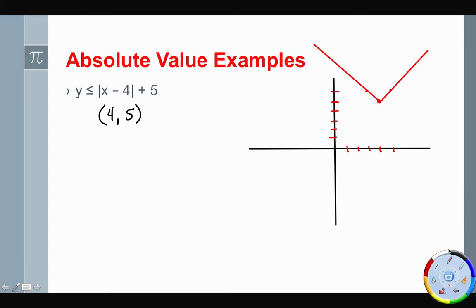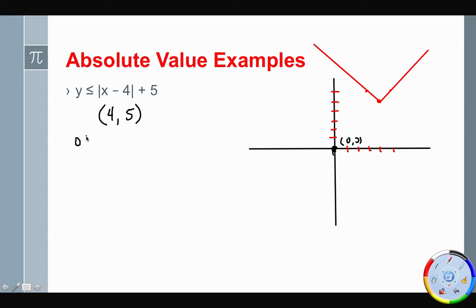Now, note the difference between what we just did and what this one is. This one is a V shape, so we can either shade inside the V or outside the V. But the process is still the same. I'm going to use the point 0, 0 because it's a really easy point to use, and my graph doesn't go through the point 0, 0.